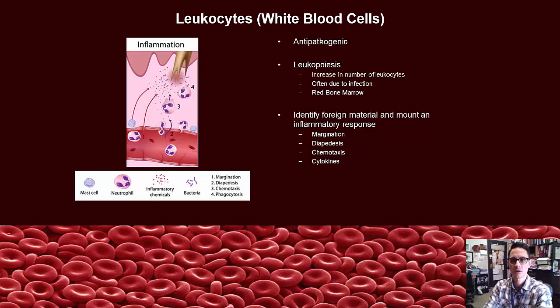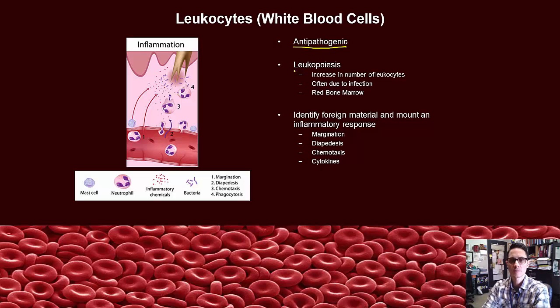So these cells are going to be our anti-pathogenic cells. These are the cells that help us resist infection. Okay, and remember that these cells are going to live anywhere between days to years, depending on the particular cell and what its function is.